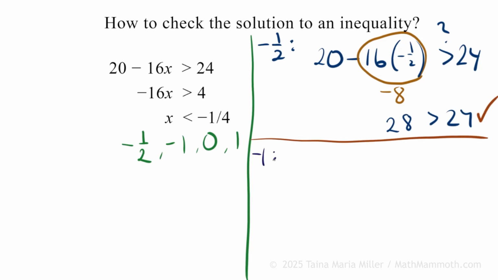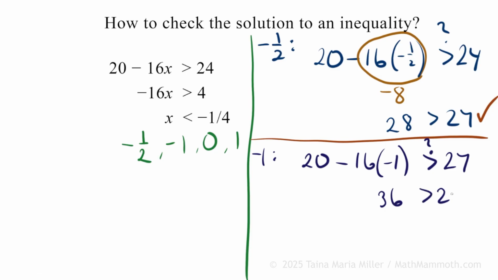Okay, -1 then. 20 minus 16 times -1. Is it really greater than 24? Here this is -16. Minus -16 is going to be an addition, so we get 36. It checks, it was true, and here also. So for these two values, the inequality was true.